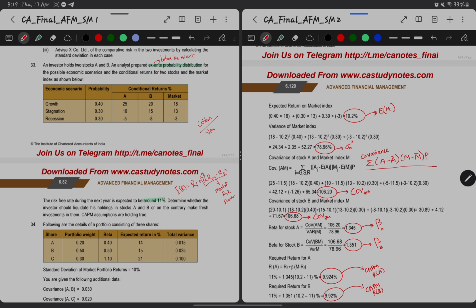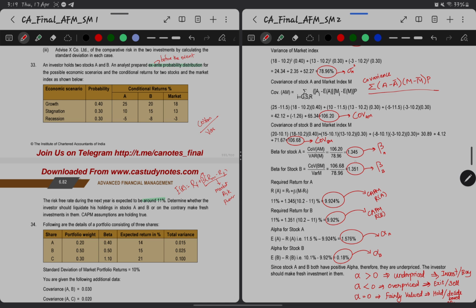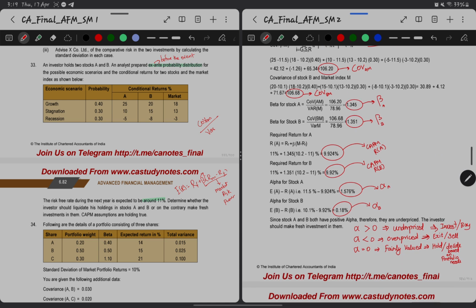18, the market return minus the expected market return: 18 minus 10.2, then 13 minus 10.2, then minus 3 minus 10.2. Then square it to give us the deviation, and the square of these deviations multiplied by the probability will give us the total variance. Now using these two values we will get the beta. Covariance of A and market divided by variance of market will give us the beta for stock A, the same way for stock B also.